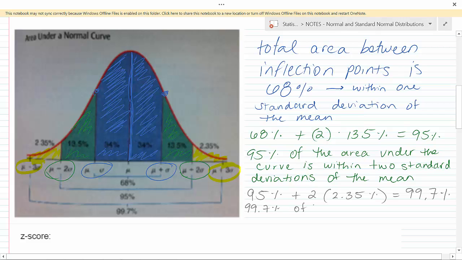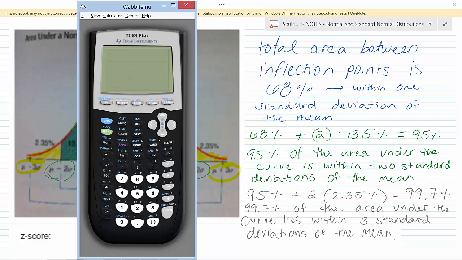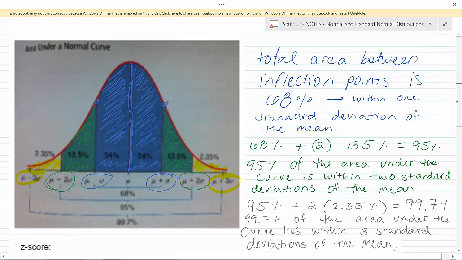99.7% of the area under the curve lies within 3 standard deviations of the mean. So what's left over? We know the total area under the curve is 1, which translates to 100%. If we subtract 99.7%, we see that the remaining area is 0.3%. That's really small. So we have most of the curve covered between 3 standard deviations from the mean, this area that we're seeing here.